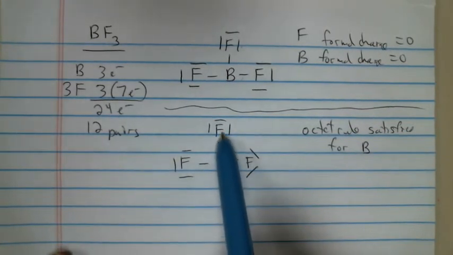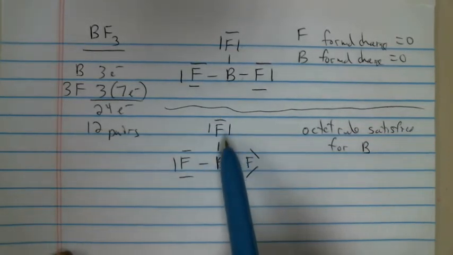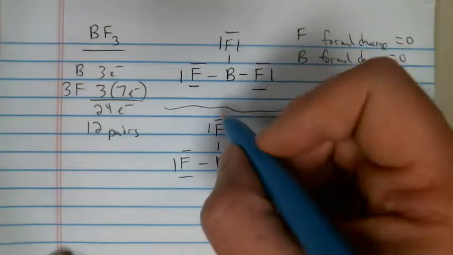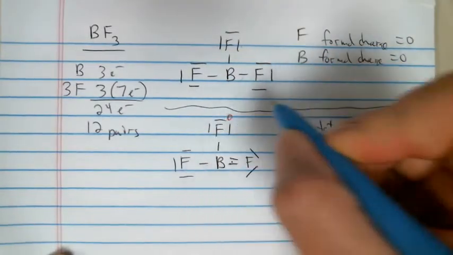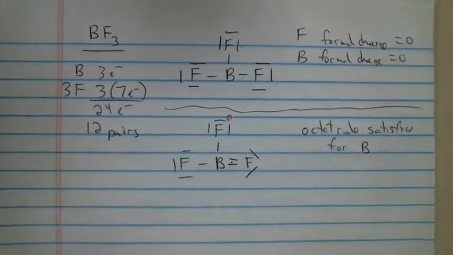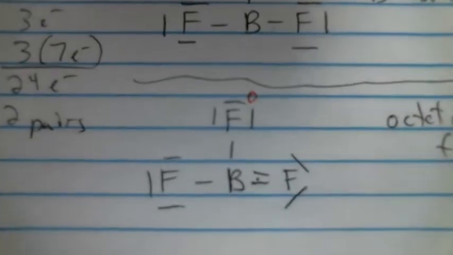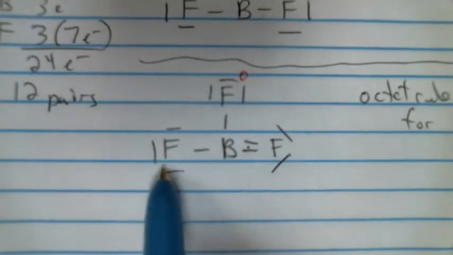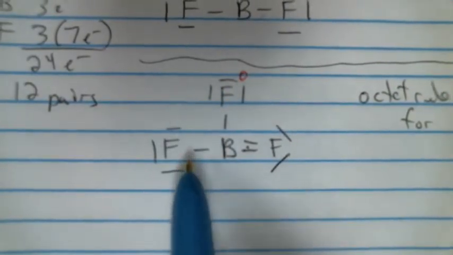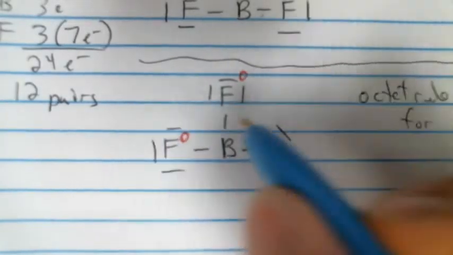Well, this fluorine on top is supposed to have 7 because it's in group 7, 2, 4, 6, 7, right? So that has a formal charge of 0. Put a little 0 there so you can see that. This fluorine's in the same situation, right? 2, 4, 6, 7. So it has 0 formal charge.